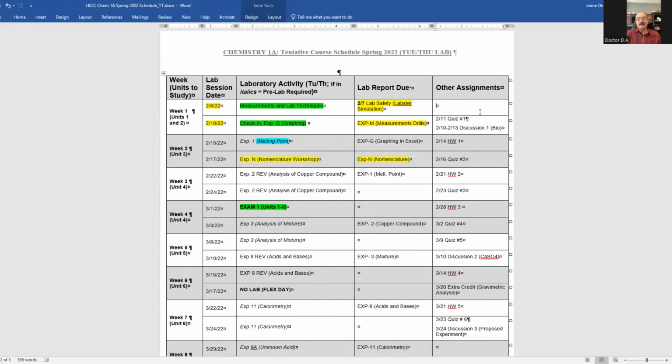Here are the dates for other assignments. So on week 1, we have our first quiz, and you'll also be completing a discussion assignment in our discussion board in Canvas, which I call the Quantum Cafe. Notice that homework 1 is going to be due on the second week of the semester, and homework 2 the week after that.